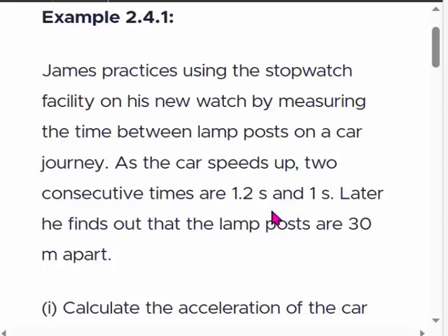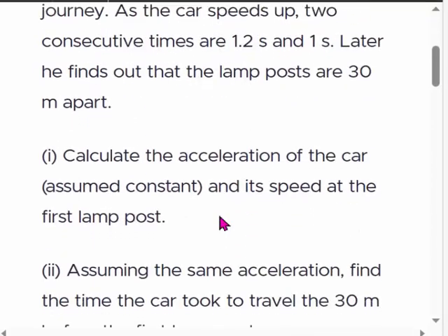When it passes the first lamppost, it has spent 1.2 seconds, and then when it reaches the third lamppost, another 1 second has passed. Later he finds out that the lampposts are 30 meters apart. So let's see the picture of this.